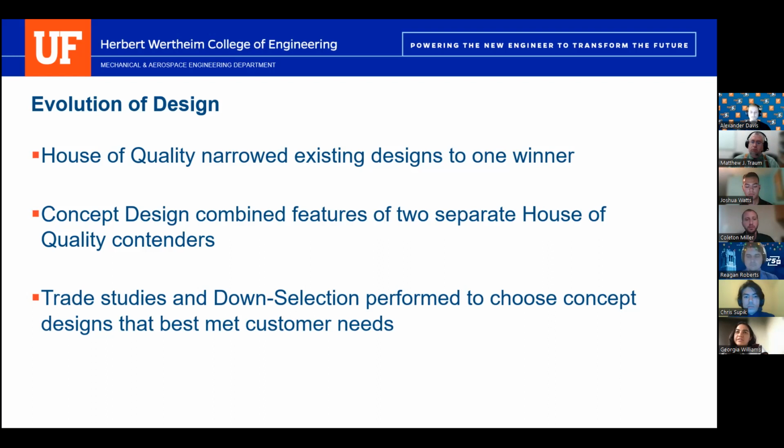The rating percentage of each category was found based on everyone's results. The down selection matrices were created for each of the additional concept designs based on the original House of Quality winner. And the winning subsystem concept designs from the down selection matrices were chosen and combined to create a final system design that the team believed best met the needs of the customer.